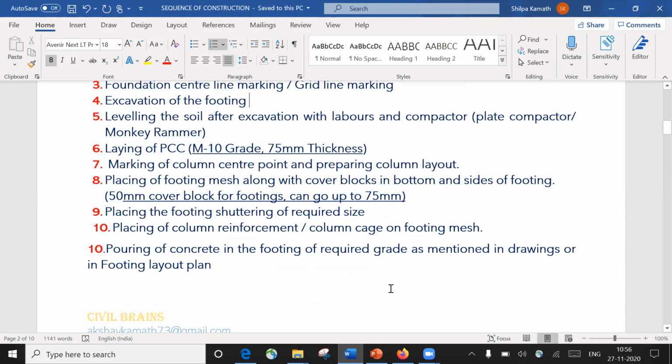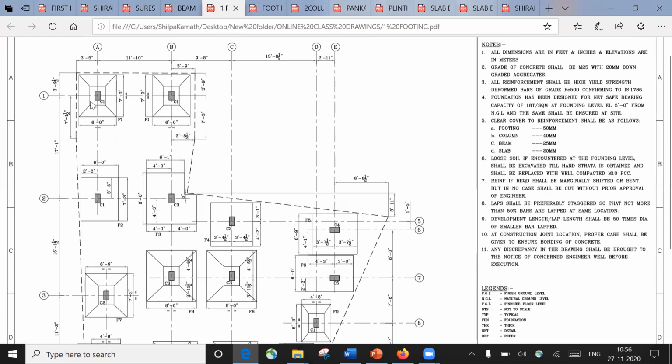See, again, once the footing is marked, you'll call the surveyor, or with the help of a tape, we are going to mark the center point of the footing and the column, so that you can keep your footing mesh and the column reinforcement. For that, again, you have to refer to the same footing layout drawing. You have to mark this center point, as we had marked at the beginning.